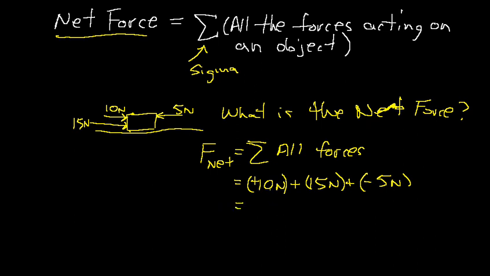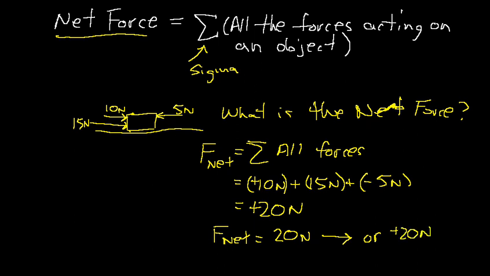If we do that, we have 25 newtons positive minus 5 is going to give us 20 newtons, plus 20 newtons in the positive direction. So the net force, the force net, is then going to be 20 newtons this way, or plus 20. And that's how we calculate the net force. So let's take another example.